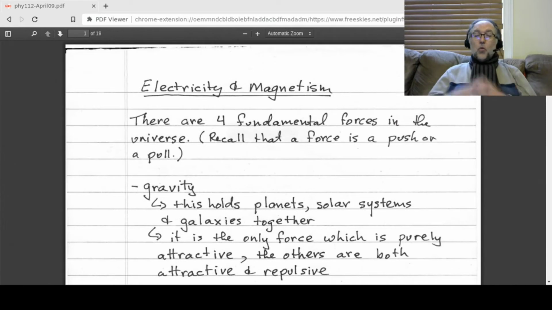Okay. So what is electricity and magnetism? All right. Let's ask a deeper question. What kind of forces are there, or what are the fundamental forces in the universe? And you remember last semester, I had to introduce forces because I introduced Newton's laws. And in Newton's laws, the second law being the most important, F is equal to ma, you have to know what a force is.